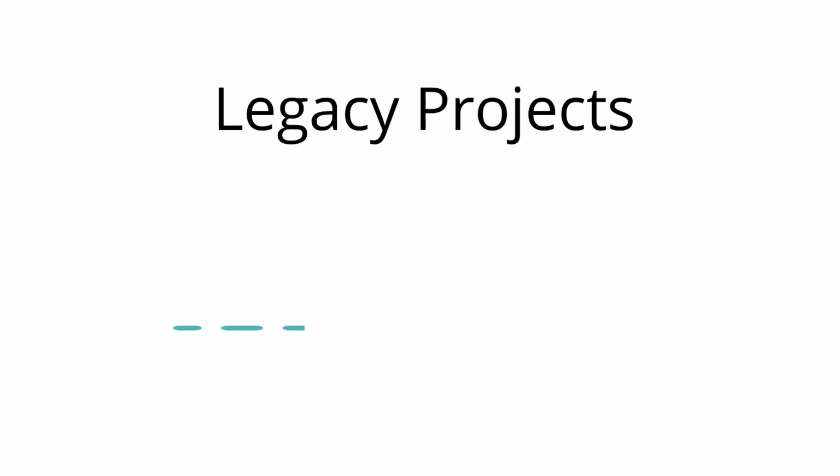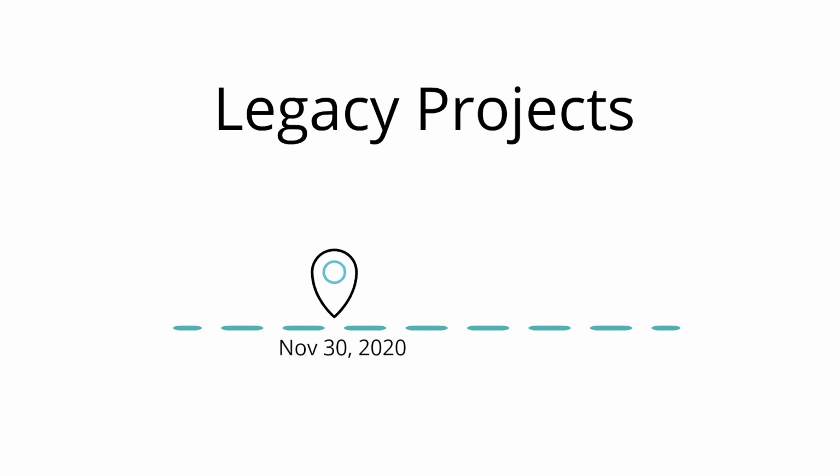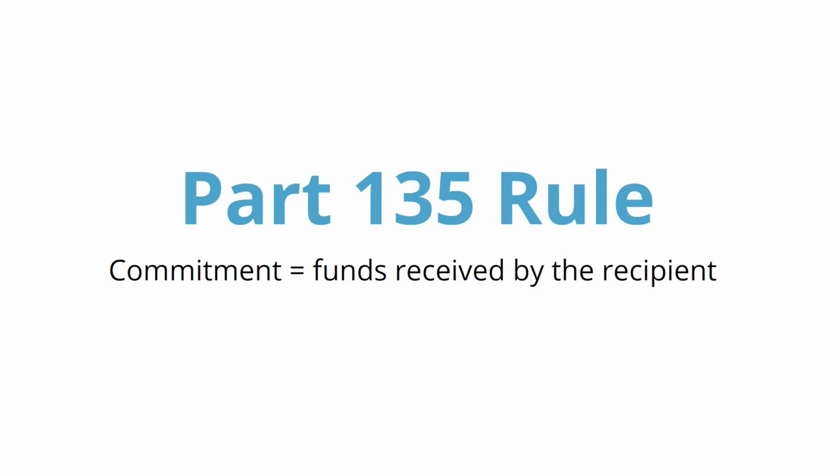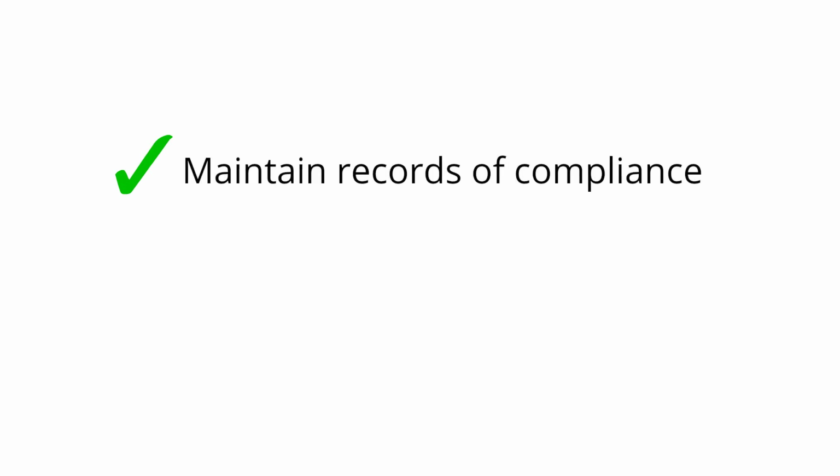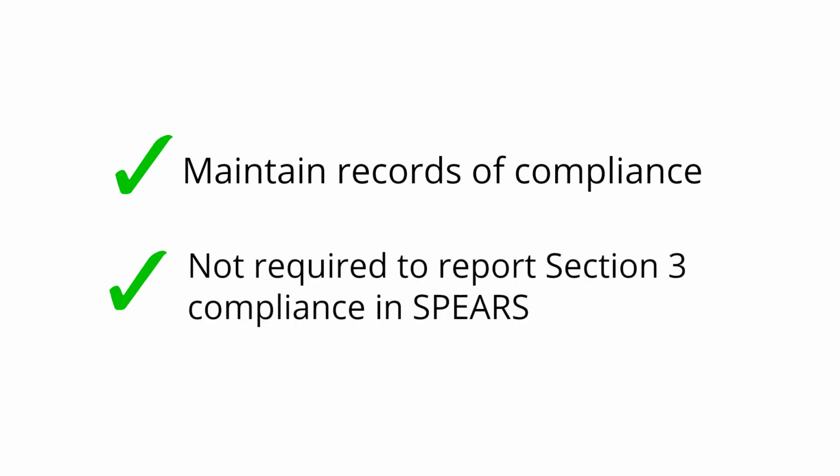Legacy projects are projects where contracts were executed or projects for which assistance or funds were committed prior to November 30, 2020. Legacy projects are required to adhere to the requirements of the old Part 135 rule. Commitment means when funds were received by the recipient from HUD. For legacy projects, recipients will still be expected to maintain records of compliance, but will no longer be required to report Section 3 compliance to HUD in SPEARS.